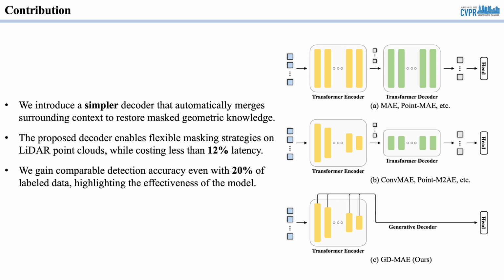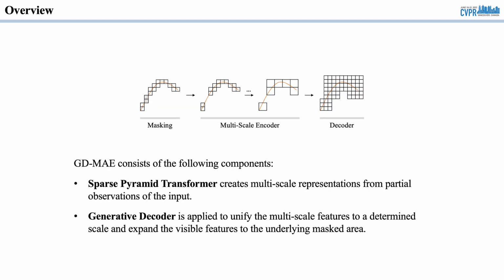It automatically expands visible regions to masked areas, eliminating the need for complex designs. It also unifies multi-scale features into a single scale, enabling flexible masking strategies without intricate operations like backtracking for masking consistency. The core idea is to use an encoder to create multi-scale representations from partial observations of the input.